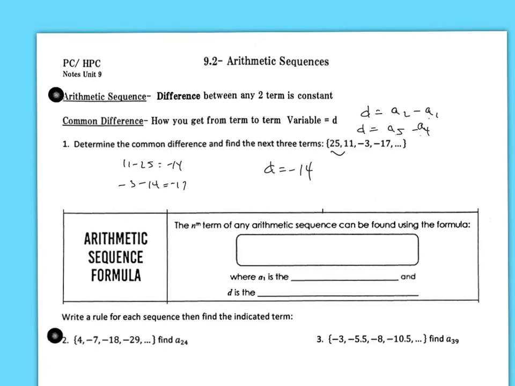And then the next three terms, so negative 17 minus 14. Our next term would be negative 31. Then we subtract 14, negative 45, and we subtract 14 again, negative 59.